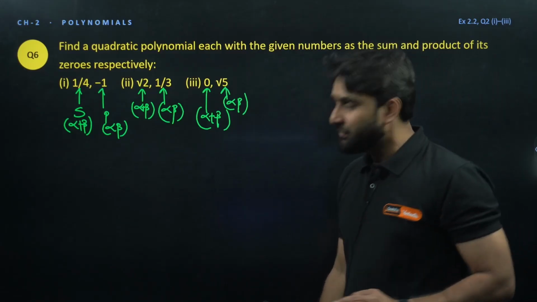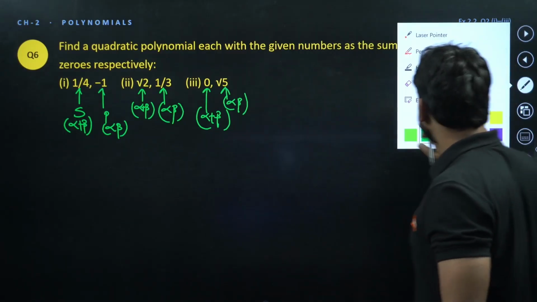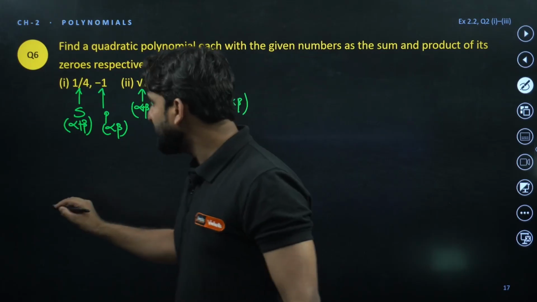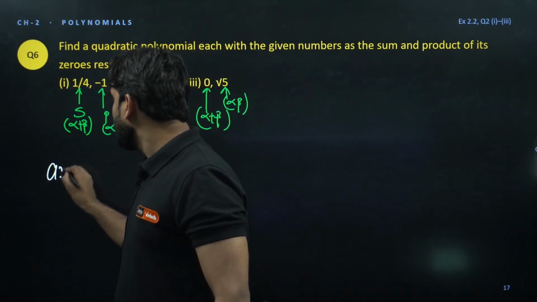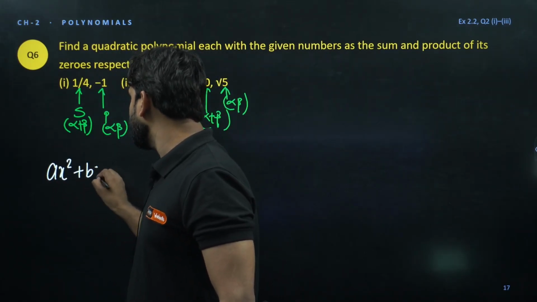So let me give you the theory first, because we are covering the backlog here. So my dear champion, listen everyone. We know the general form of a quadratic equation is this.